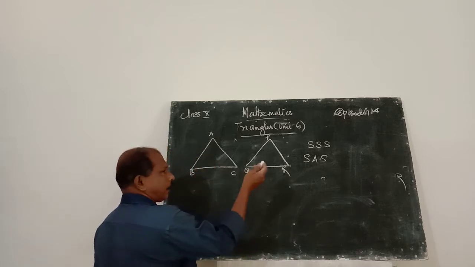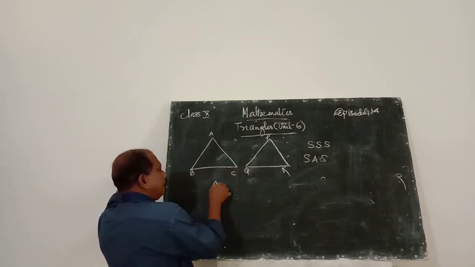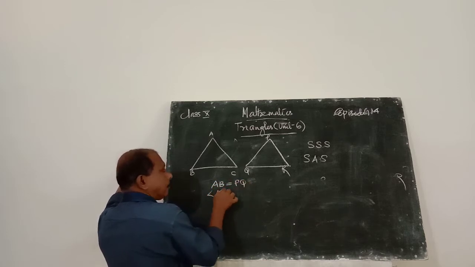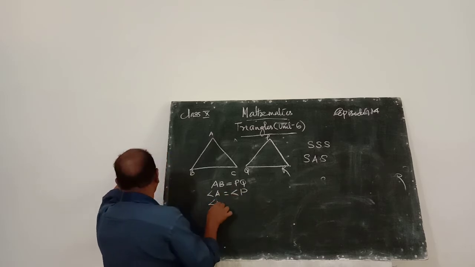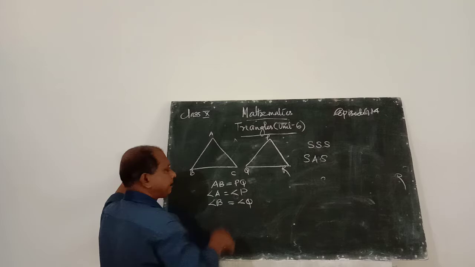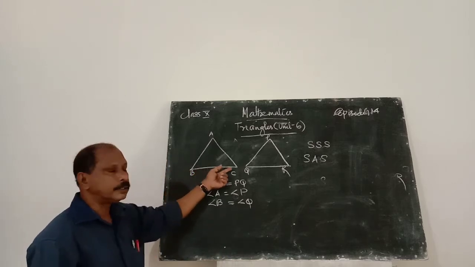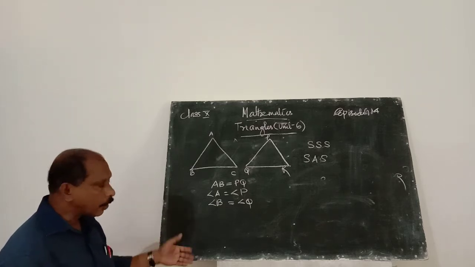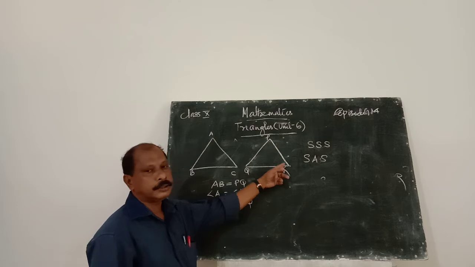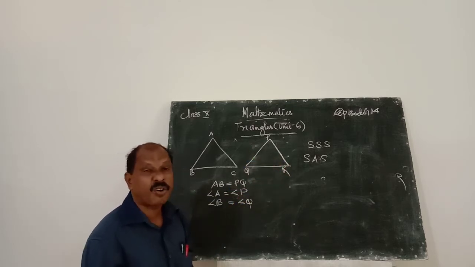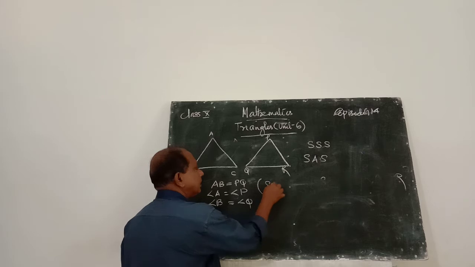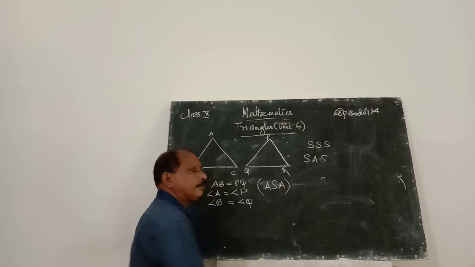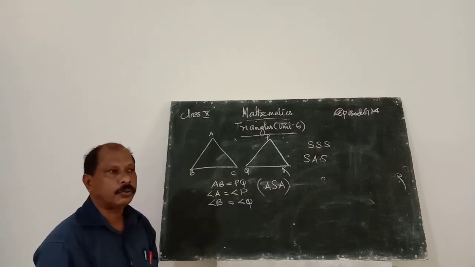Then in these two triangles, for example, AB is equal to PQ, angle A is equal to angle P, angle B is equal to angle Q. That means two angles and the included side of a triangle are equal to the corresponding two angles and included side of another triangle. These two triangles are congruent triangles. That is known as ASA criteria of congruent triangles.